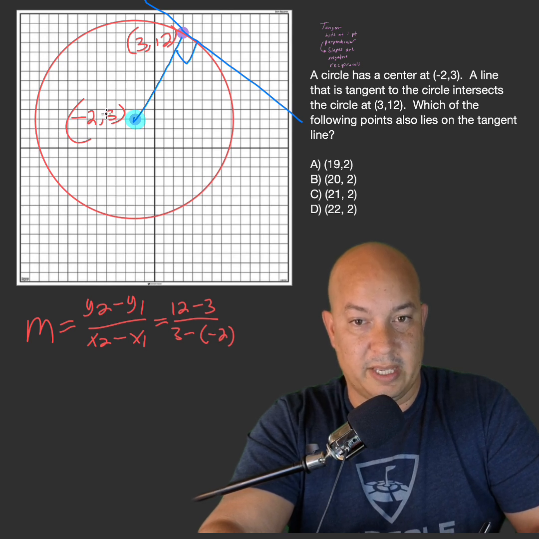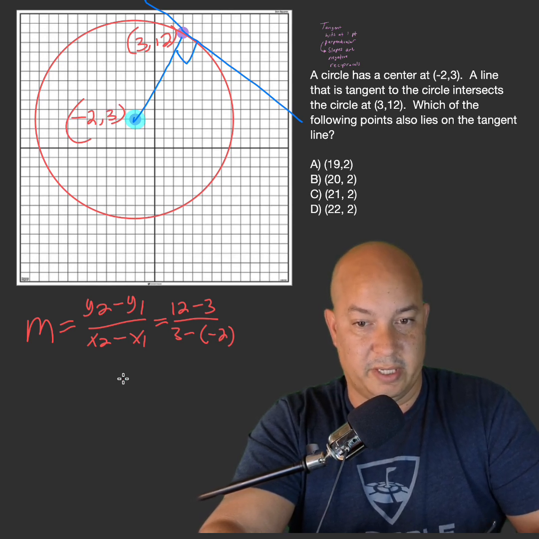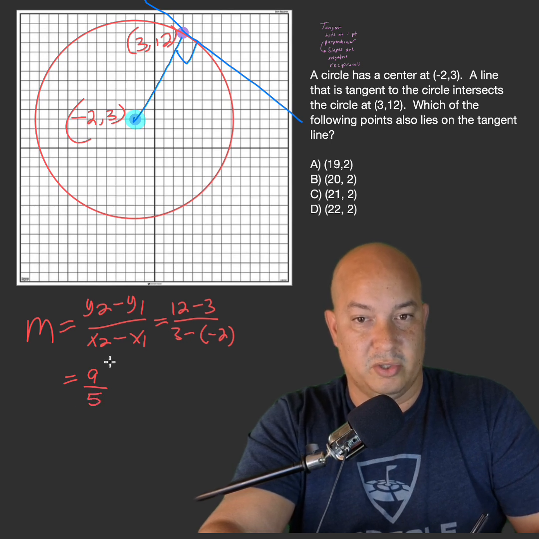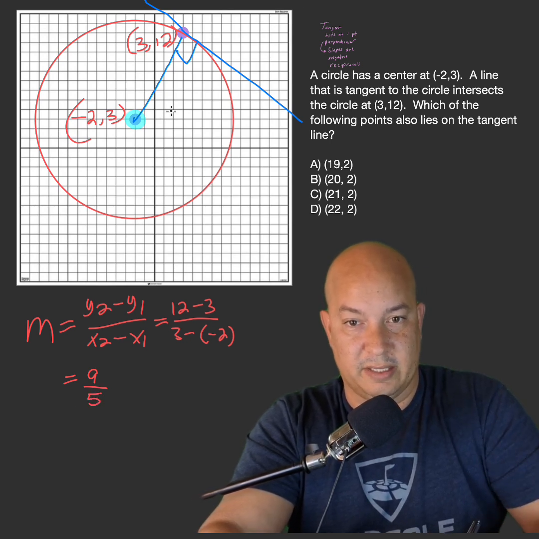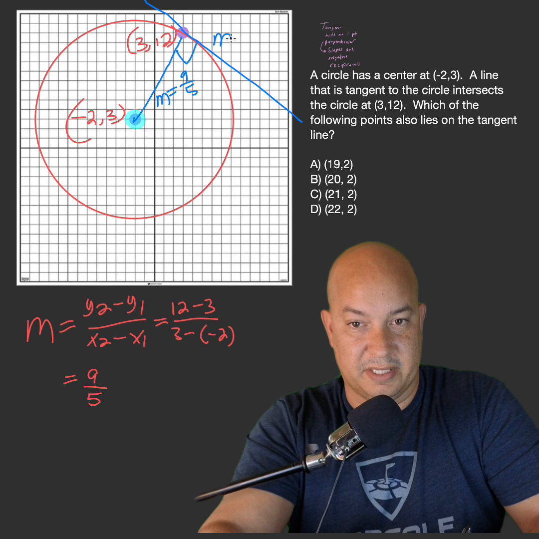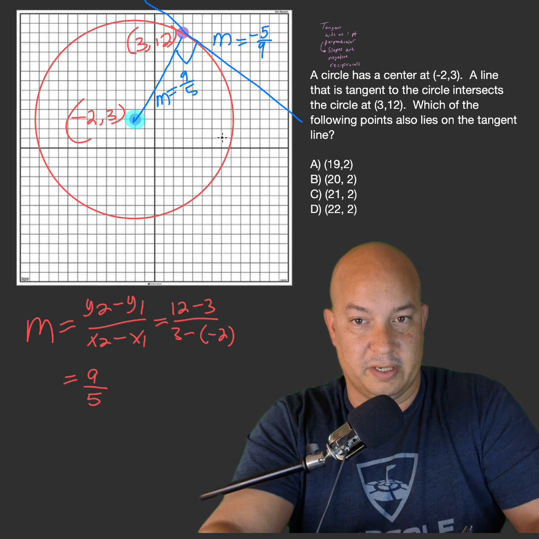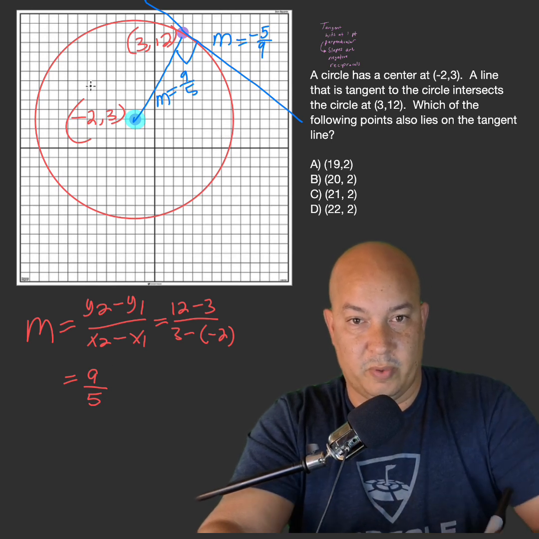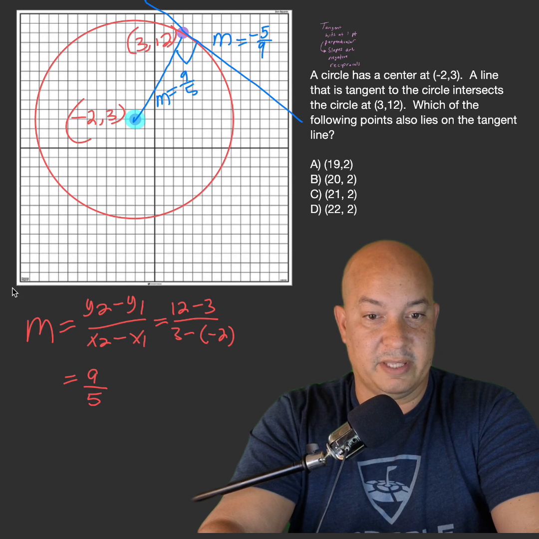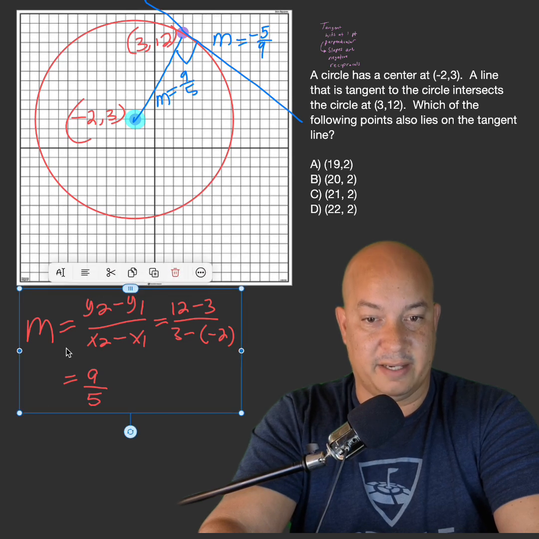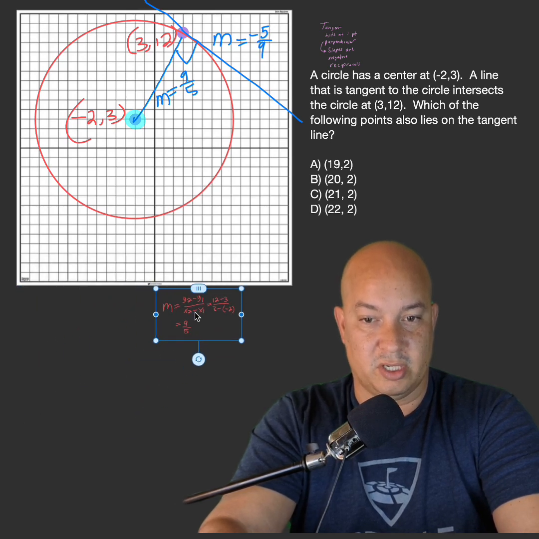Now, if you're wondering, we could have done 3 minus 12 over -2 minus 3, and you should get the same number both times. So 12 minus 3 is 9. 3 minus -2, that's 3 plus 2, that's 5. So we just found out that the slope of the radius is 9/5. That means that the slope of the tangent line, which is known to be perpendicular to that, is -5/9. So if we're trying to find the equation of the tangent line, we have everything we need because we know the slope of it and we know a point it goes through, and that'll enable us to use the point slope equation of a line.